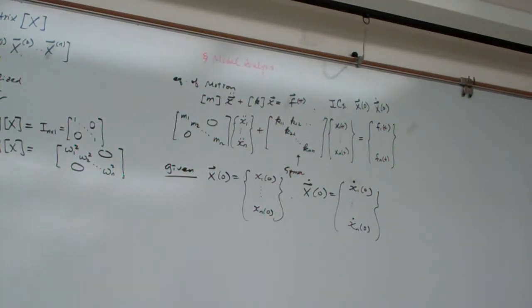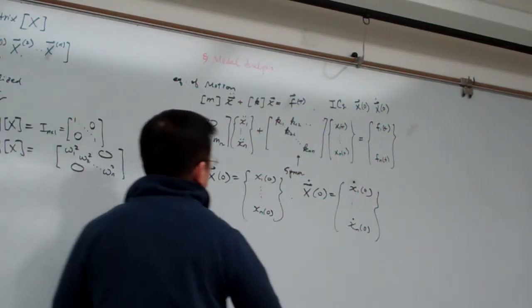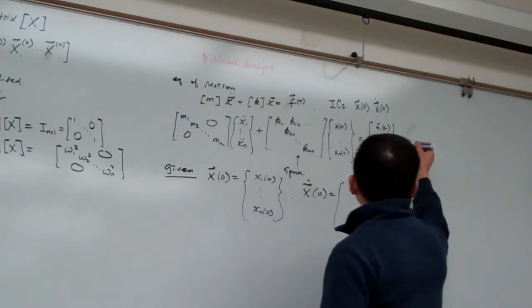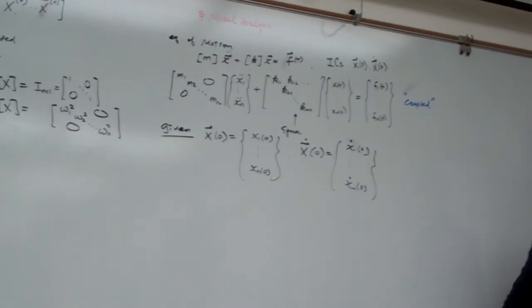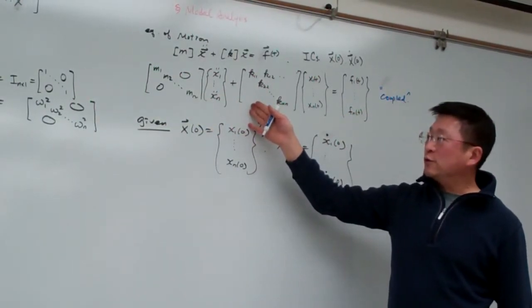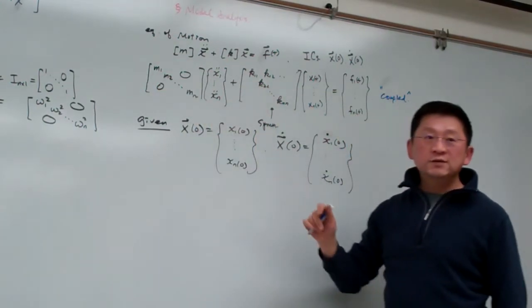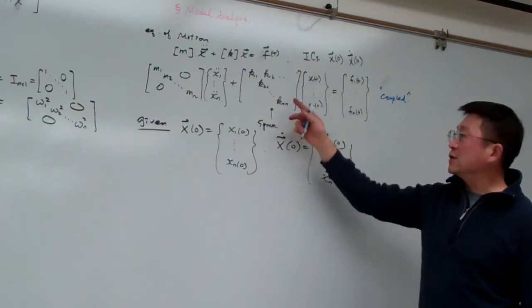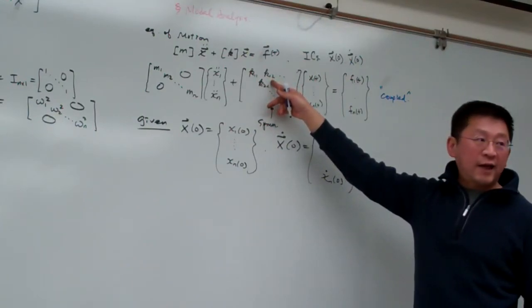So that is a statement of the problem. And then we see how we can utilize these things to decouple. This system is called coupled. These are coupled differential equations. Again, this is the matrix form representing n linear differential equations. The coupling is due to the K matrix, which is not a diagonal matrix.